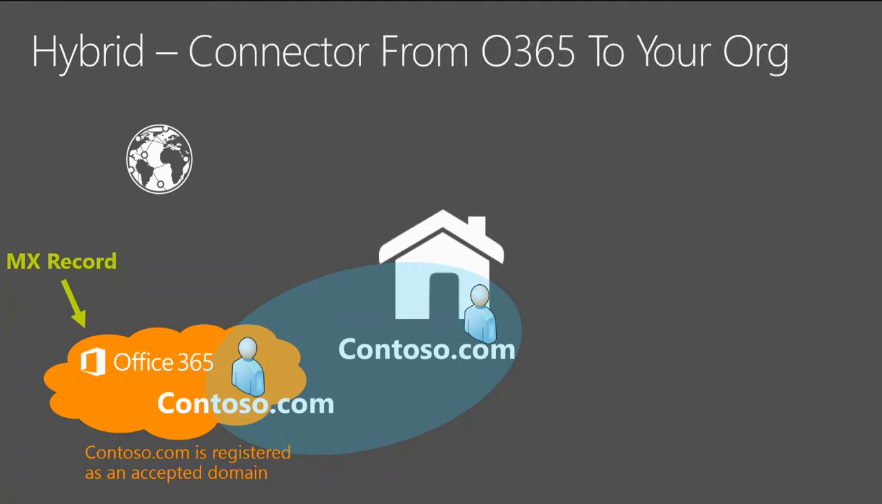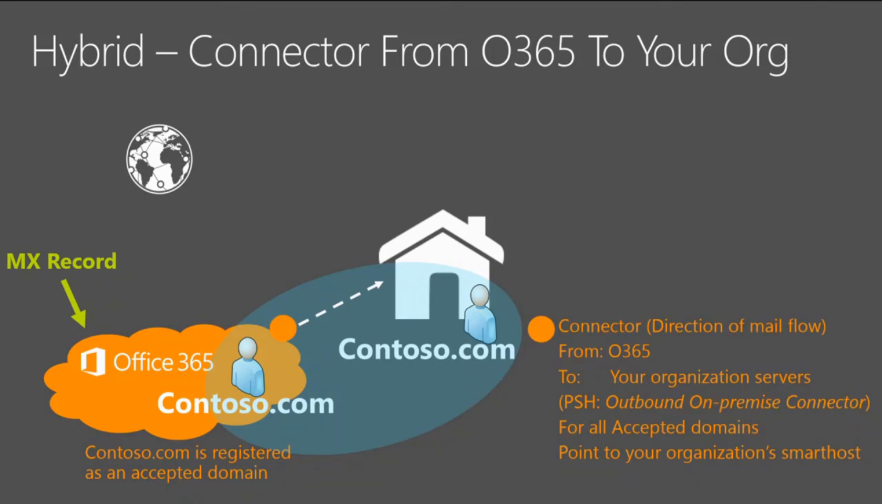So let's see what we do here. The first thing we do is we create a connector from Office 365 to your organization servers. I've kept in braces the old name, which you will also see in PowerShell; we've not changed that. But we've given a specific direction to your connectors. So you create a connector from O365 to your organization for all accepted domains. You'll also create a receive connector on your on-premises server that's accepting mail from our IPs.